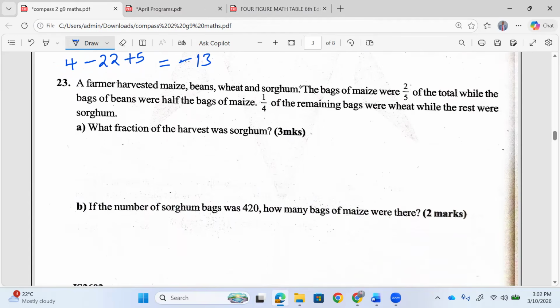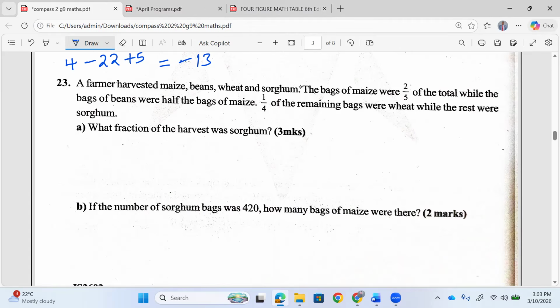23. A farmer harvested maize, beans, wheat, and sorghum. The bags of maize were 2 out of 5 of the total, while the bags of beans were half of the bags of maize. A quarter of the remaining bags were wheat, while the rest were sorghum. Part A of the question. What fraction of the harvest was sorghum?